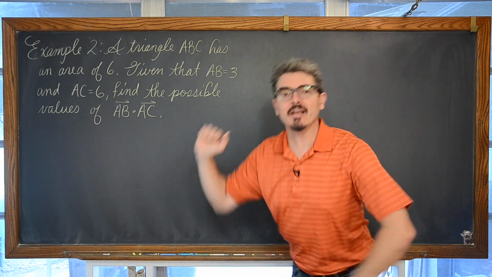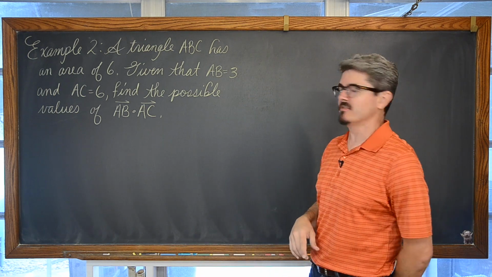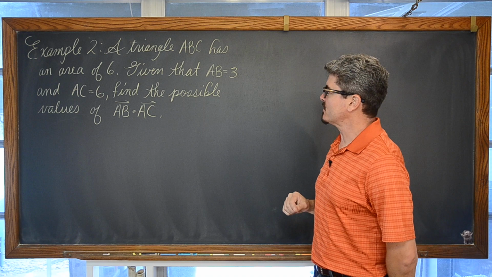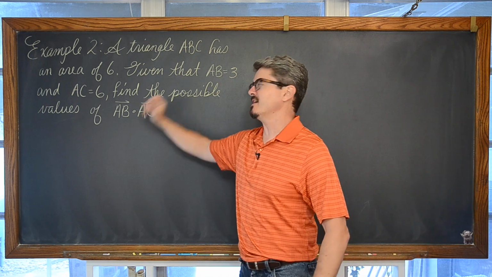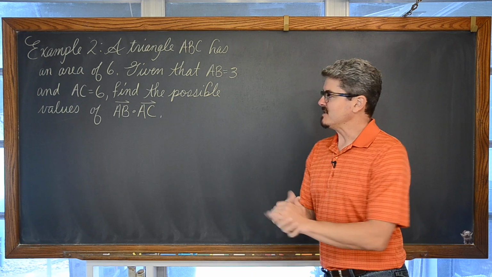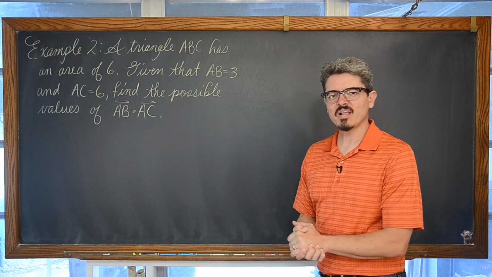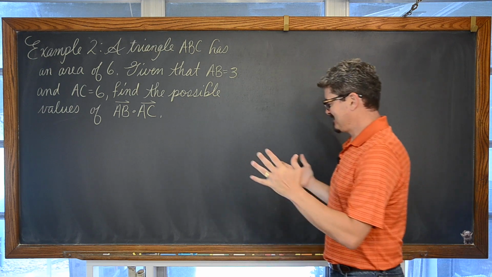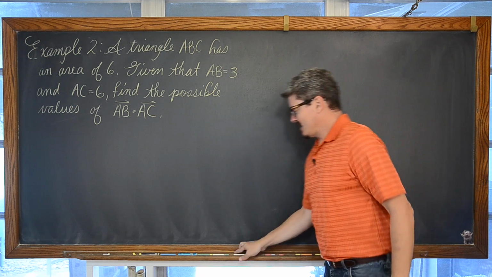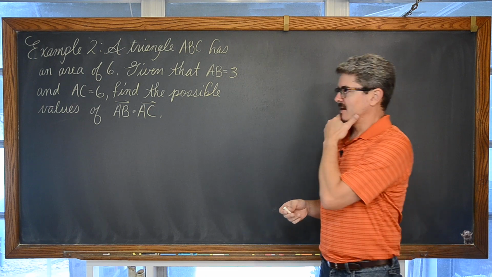Example 2: a triangle ABC has an area of 6. Given that AB is equal to 3 and AC is equal to 6, find all possible values for the inner product of vector AB and AC. Scalar product, dot product. Why do I have so many names? Okay, well, it's a geometry problem, which means at some point we're going to draw a diagram.